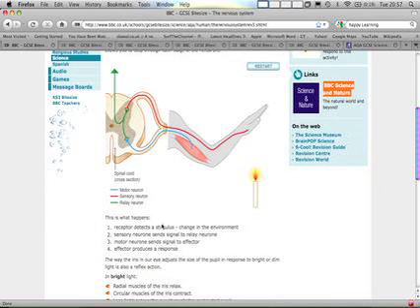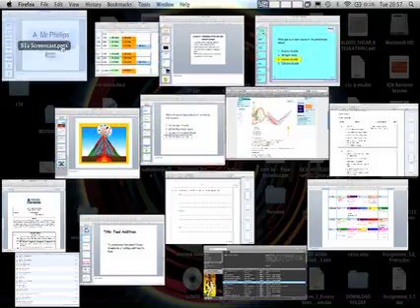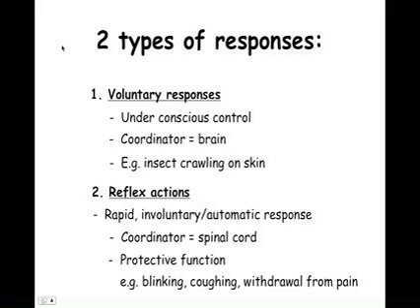So in summary, we can see in this box here, 1, 2, 3, 4. You can pause at this point if you want to. In summary, really, a reflex action is used when we need a quick or automated response and to protect ourselves.